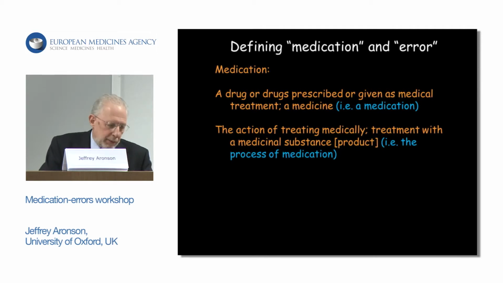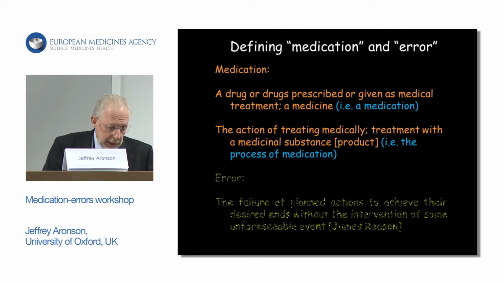Prescription can be a prescription or the act of prescribing. Similarly, medication is ambiguous. It can be a count noun, a medication, which is a medicine, a medicinal product, but it can also be a non-count noun, the process of medication, the action of treating medically, treatment with a medicinal product. And we've defined medicinal product elsewhere, and I won't go into that. But that's what we're talking about today. We're talking about the process of medication when we talk about medication errors, not the medication itself, although the medication itself may indeed be involved in the error, of course.